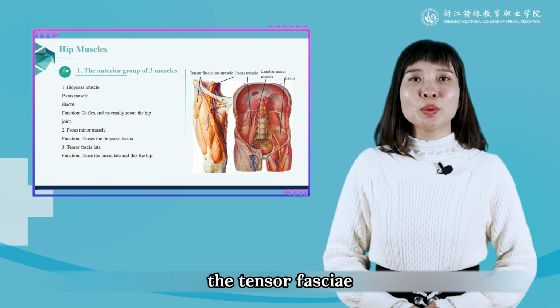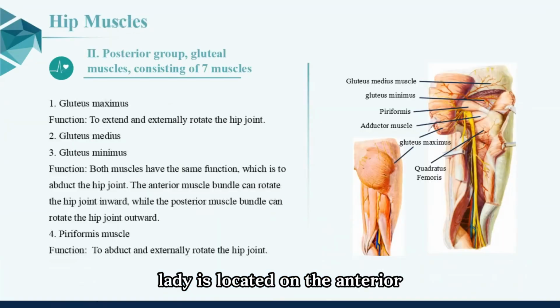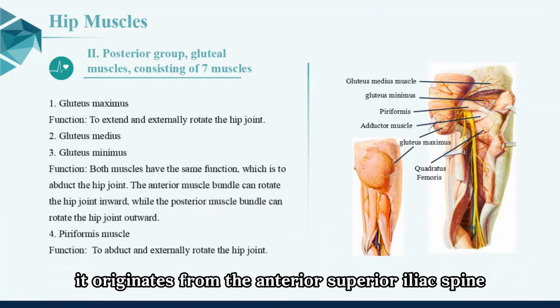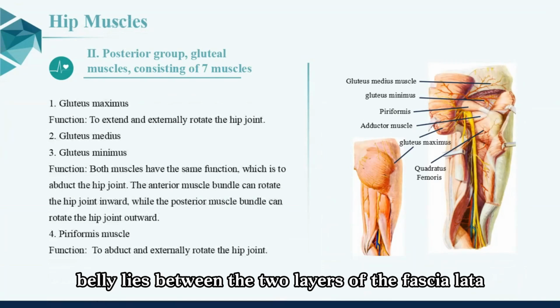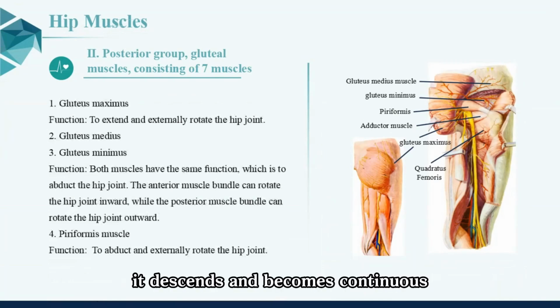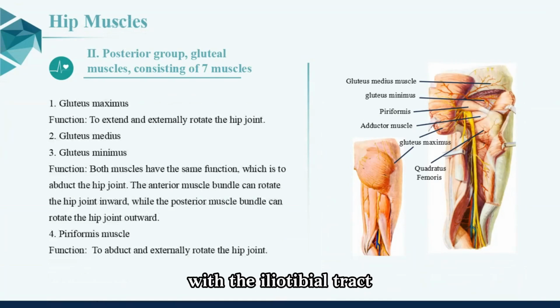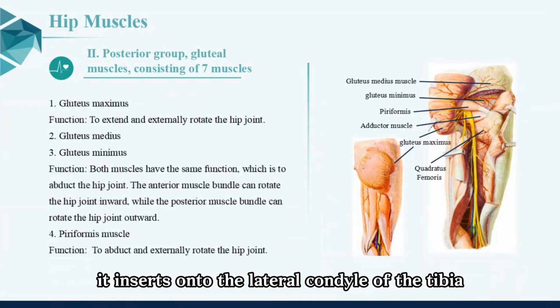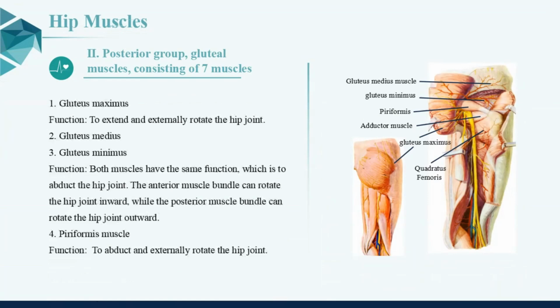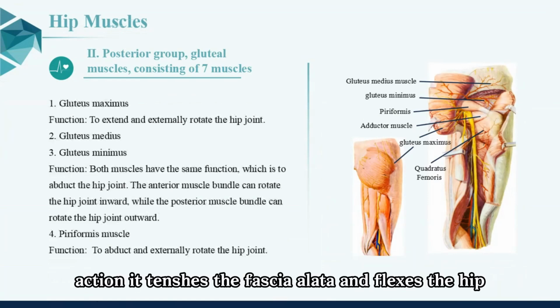2. The tensor fasciae latae is located on the anterolateral aspect of the upper thigh. It originates from the anterior superior iliac spine. Its muscle belly lies between the two layers of the fascia lata. It descends and becomes continuous with the iliotibial tract. It inserts onto the lateral condyle of the tibia. Action: it tenses the fascia lata and flexes the hip.